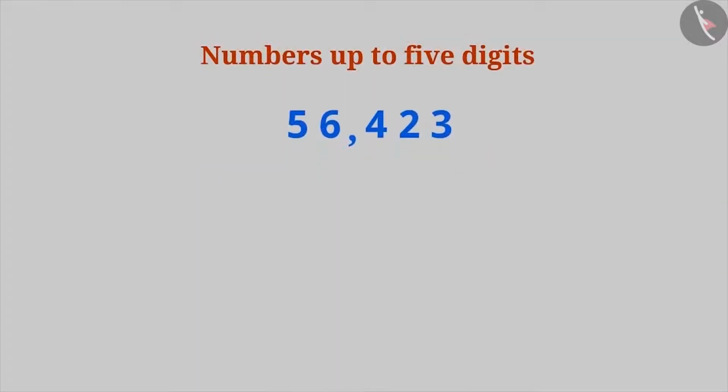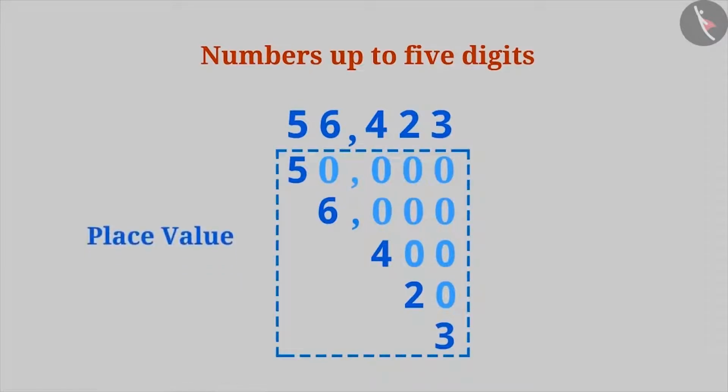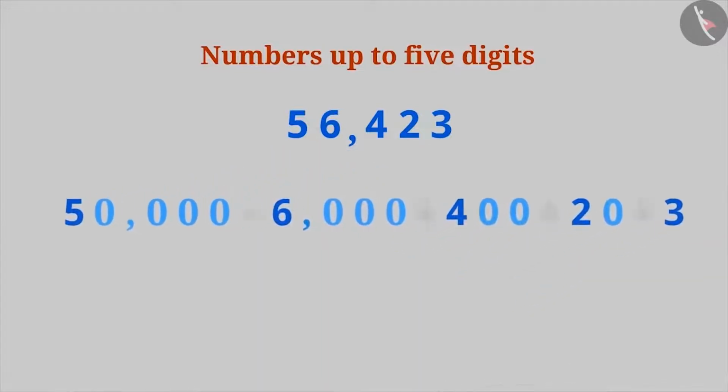Now look at this number. This number is made up of digits 5, 6, 4, 2, and 3. But the value of each digit is different. In this way, the numerical value of a digit dependent on the position of a number is called place value. The number can be expressed as the sum of the place values of the digits.